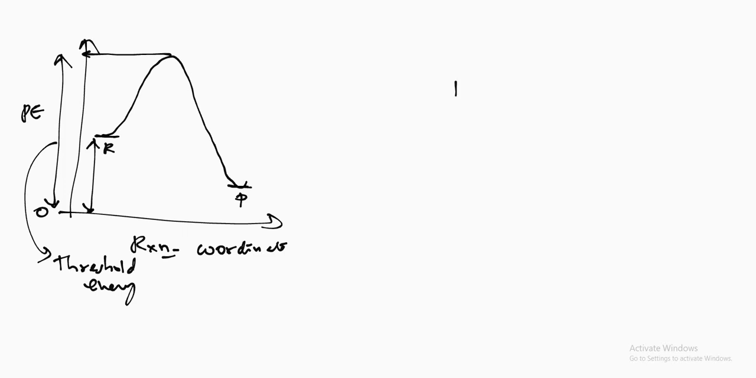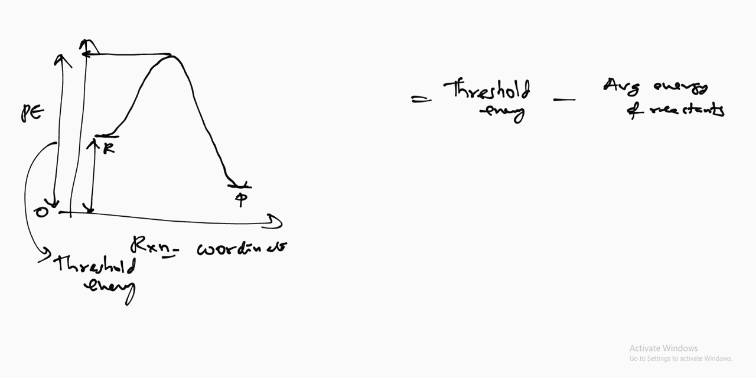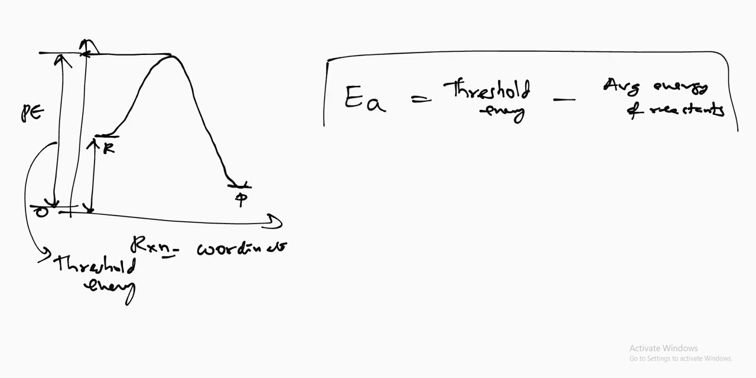Okay, if I subtract, students, tell me what quantity I'll get. Threshold energy minus average energy of reactants. If I subtract this, what will I get? From the threshold, I am subtracting this quantity. Yes, you'll get activation energy. So activation energy is nothing but threshold energy minus average energy of the reactant, and this is nothing but the activation energy.